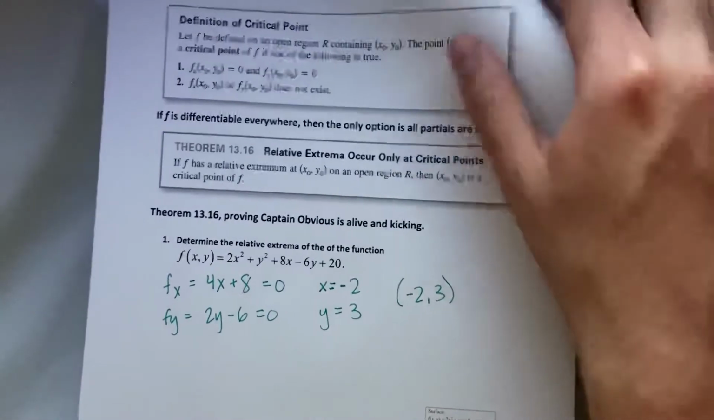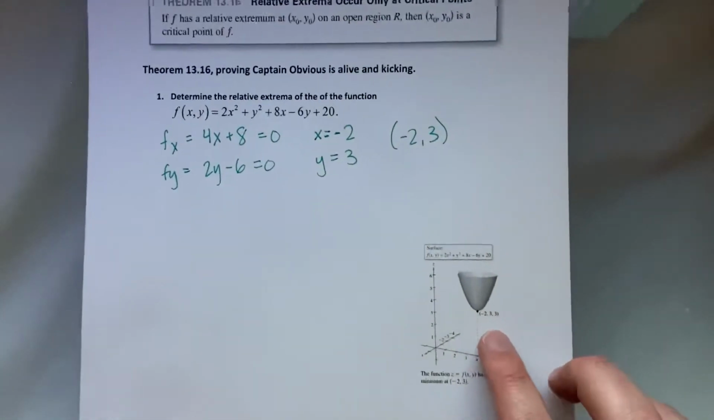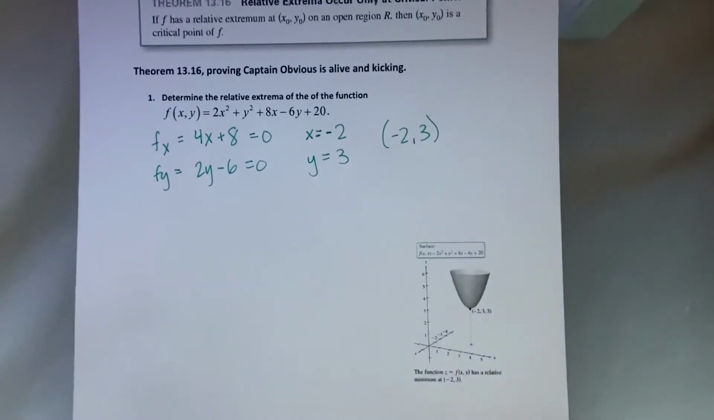Now, if you look down here, there's a picture of this thing. It looks like a cone that's upward facing, and there's only one point, which is negative 2, 3, 3 in this case, and it actually is a minimum. But we can find it from this critical value. Technically the point has an x, y, and z value, but that's the x and y value, and you can plug them in to find the z value.